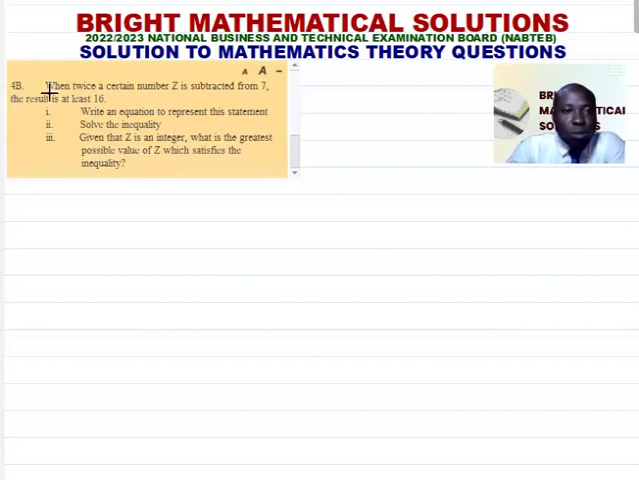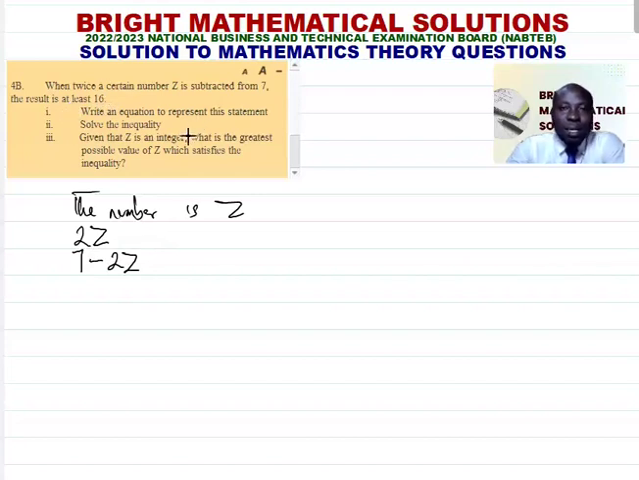Now, let us go back to the question. It said, when twice a certain number z, the number is z. So twice the certain number z is subtracted from 7. That means 7 minus 2z. So the result is at least 16. That means it can be more than 16. So the result is greater than or equal to 16. So that is our answer for the Roman figure 1.